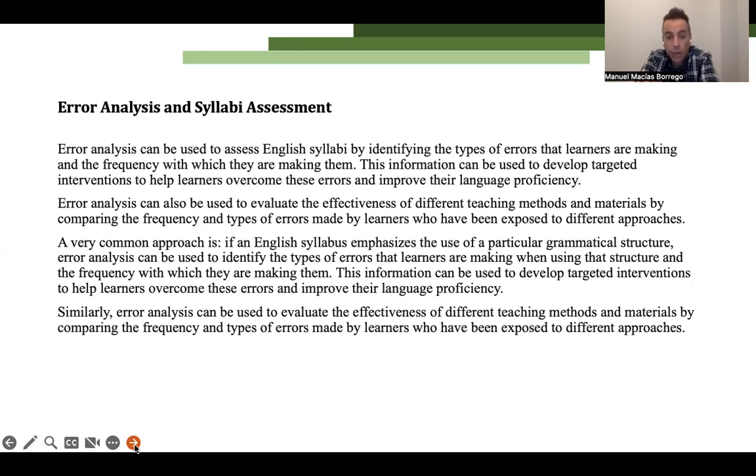Similarly, error analysis can be used to evaluate the effectiveness of teaching methods and materials by comparing the frequency and the types of errors made by learners who have been exposed to different approaches, say, flipped learning, PBL, or any other approach or methodology that you might think about.